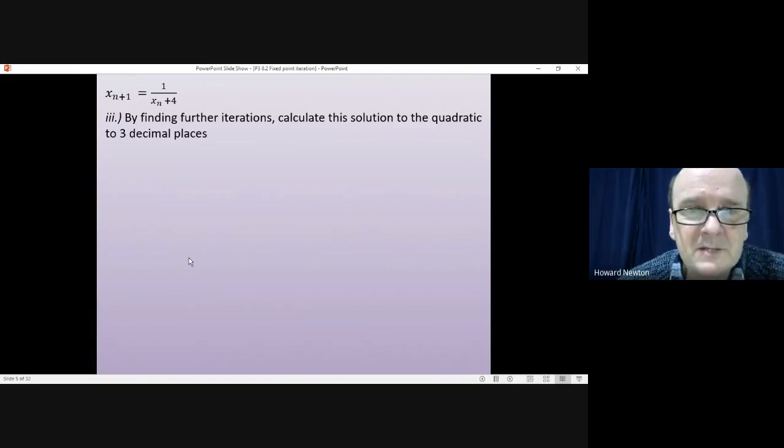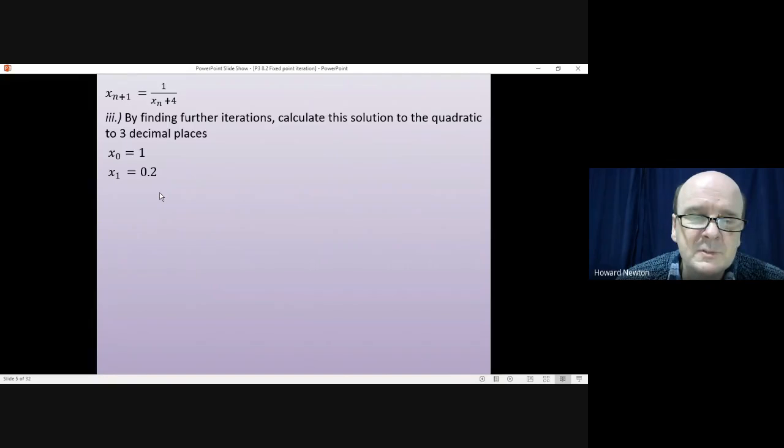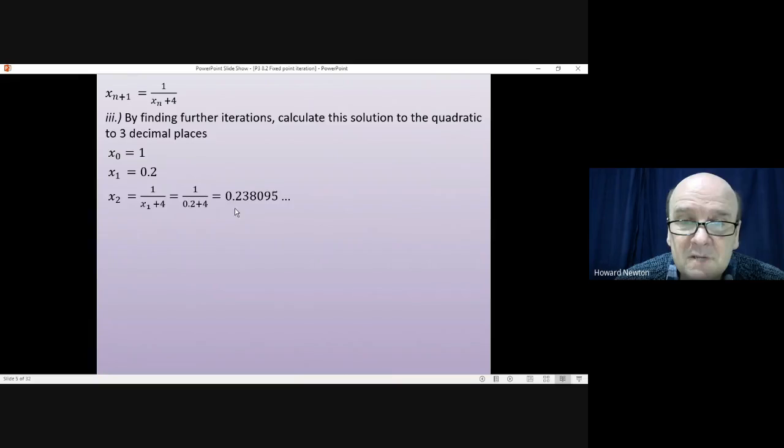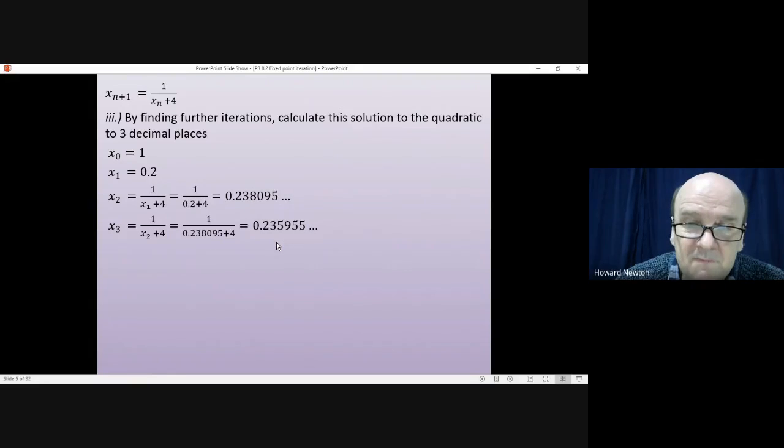Okay, and then part 3 asks us to repeat that process, doing further iterations in order to calculate this solution to the quadratic to 3 decimal places. So we began with x0 equals 1, we then worked out that x1 was equal to 0.2, and we now need to put that value into the iterative formula, which gives us 1 over x1 plus 4, which is 1 over 0.2 plus 4, which gives us 0.238095. We then put that value into the iterative formula, which gives us this, which gives us 0.235955, and we then just keep on doing this.